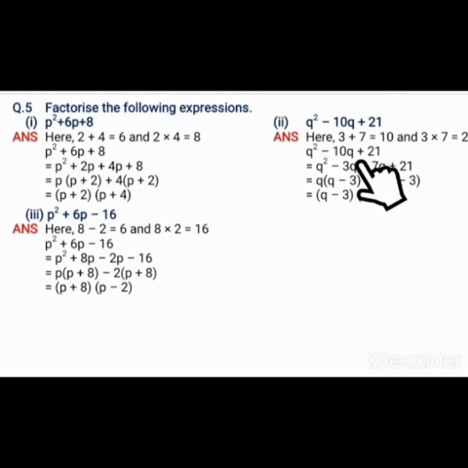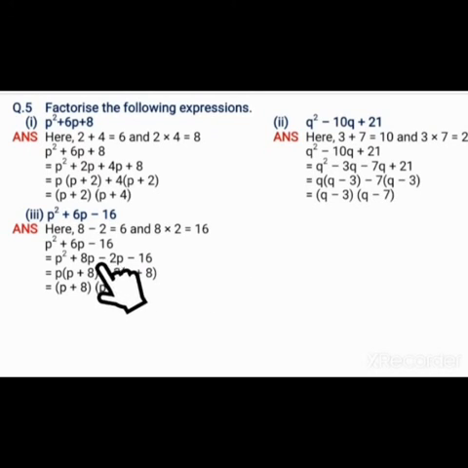Same as the second one: in the bracket 10 is a plus b and 21 is a multiplied by b. So a is 3 and b is 7. So q square minus 3q minus 7q plus 21. So which one is the common factor? That is (q minus 3) and (q minus 7).